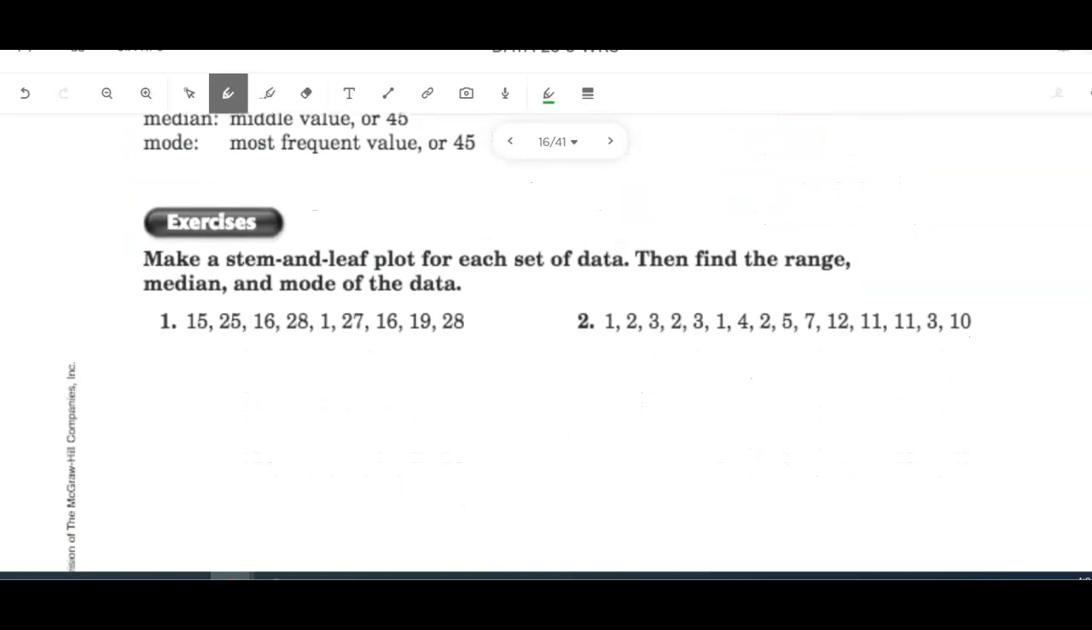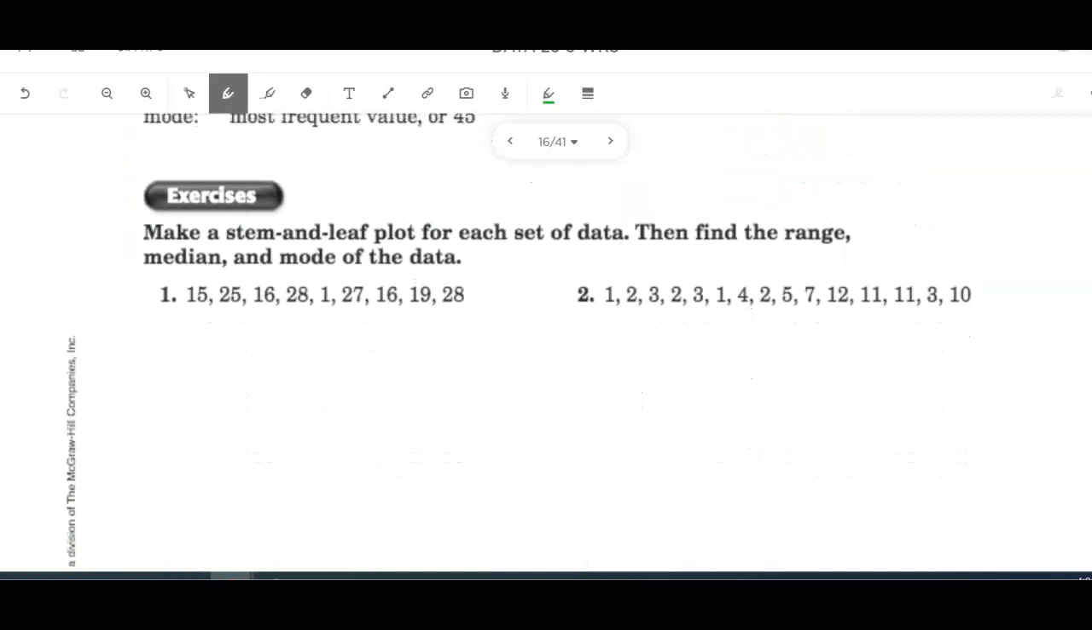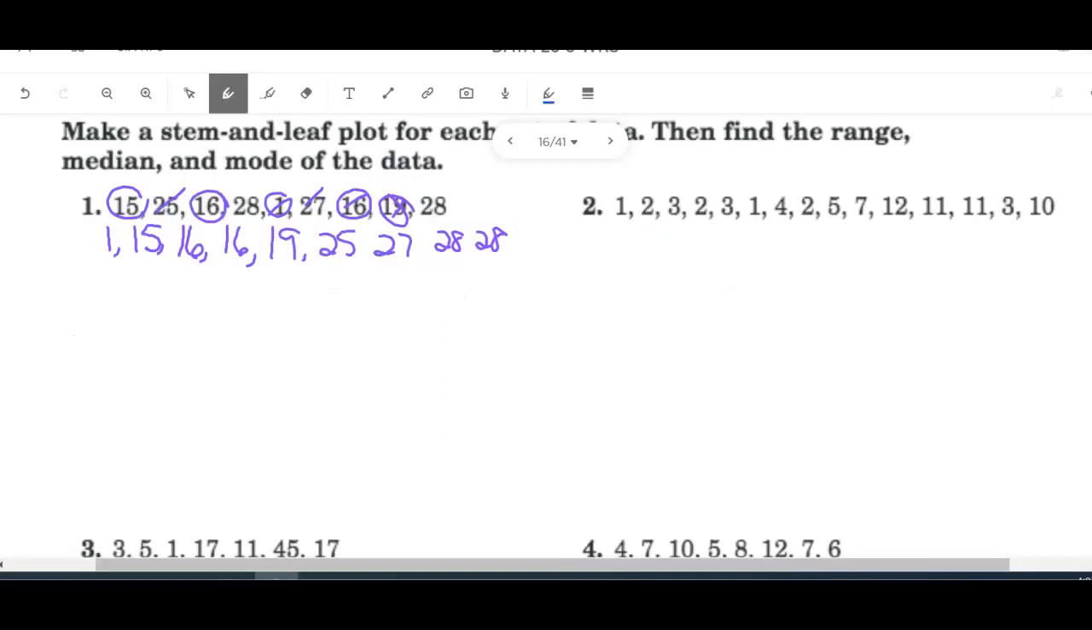All right. So the first thing we're going to do down here, I'm going to do number 1 with you, and then I'm going to let you do the rest of them. I'm going to pause this for a minute while I put my numbers in order. All right, so I went ahead and ordered the numbers. Next step is I am going to draw a stem and leaf plot. Notice the directions that we are creating a stem and leaf plot, and then we're finding the range, median, and mode.